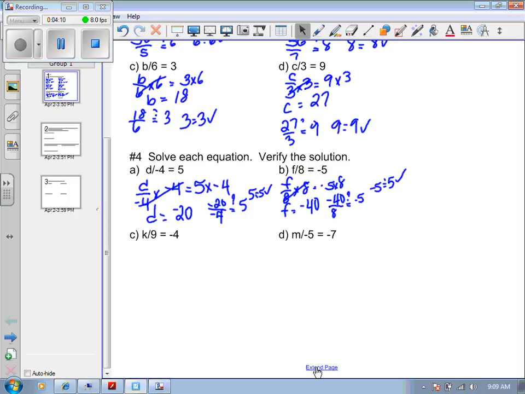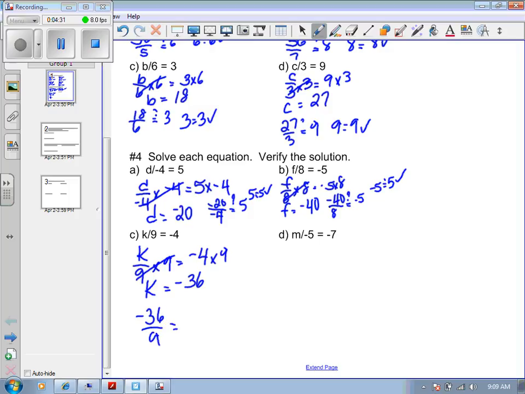Okay. Next one we've got K divided by 9. The opposite of division is? So K divided by 9 times 9 equals negative 4 times 9. These 9's cancel out, leaving us with K is equal to negative 36. Go back to the original. Negative 36 divided by 9, is that equal to negative 4? When you divide these two, you get negative 4 equals negative 4, so that is correct.